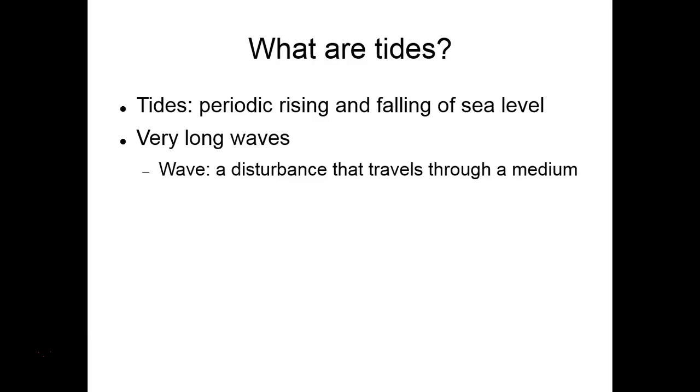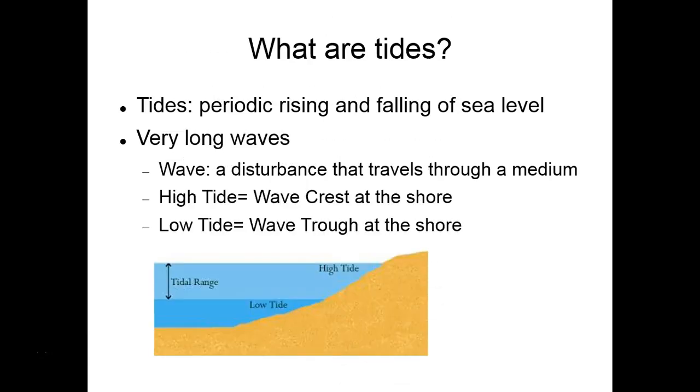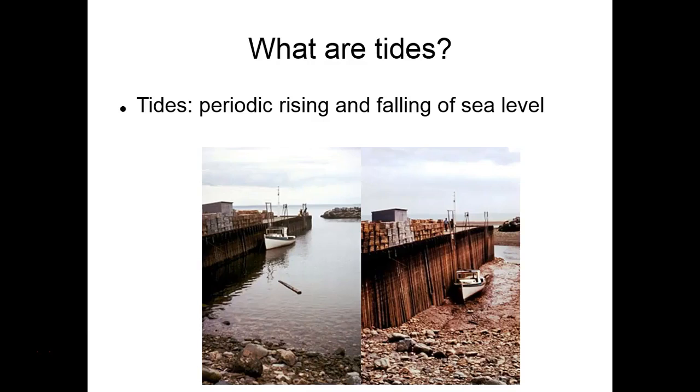So that means, again, a wave is a disturbance that travels through a medium. So when it's high tide at the beach, you have a wave crest at the shore, right? So that's the high part of the wave. When it's low tide, we have the wave trough at the shore. And because they're very long wavelength waves, they're always affected by the bottom, which we'll get to in the next video, the importance of that.